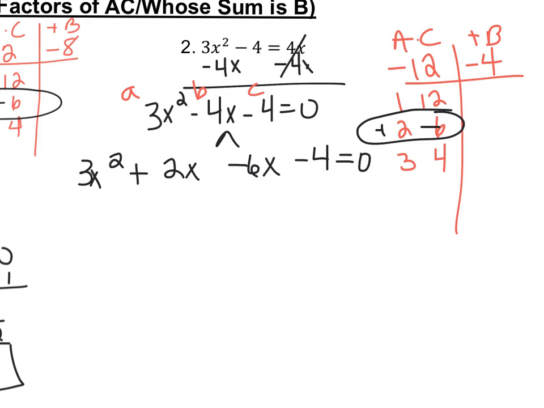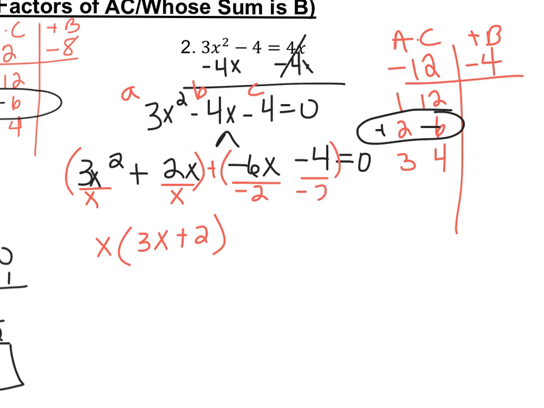And this is where that grouping comes to play. You put the first 2 in parentheses, the second 2 in parentheses. For the first one, you're just dividing by x, right? That is correct. For the first one, I don't have a number that goes into 3 and 2, but I do have an x that goes into both of them. 3x plus 2. The second one, I need that negative 6 first of all to turn positive, okay? And the biggest number that goes into 4 and 6 is going to be a 2, so I divide by negative 2. And I'm left with 3x plus 2.